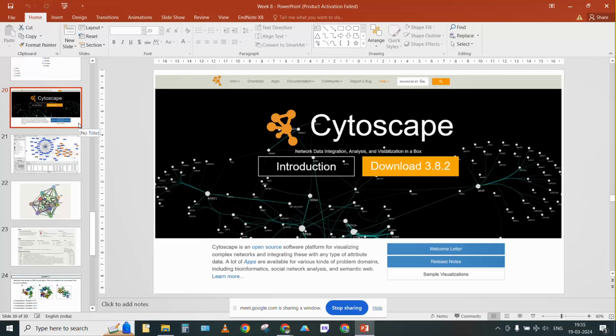String is a widely used database and web resource for predicting protein-protein interactions.